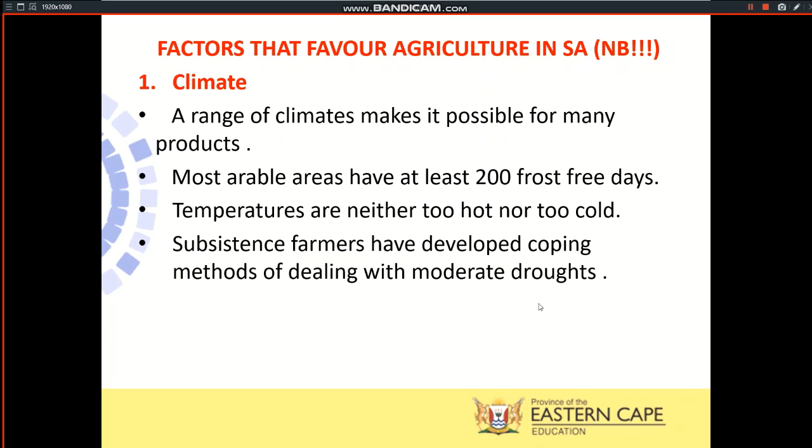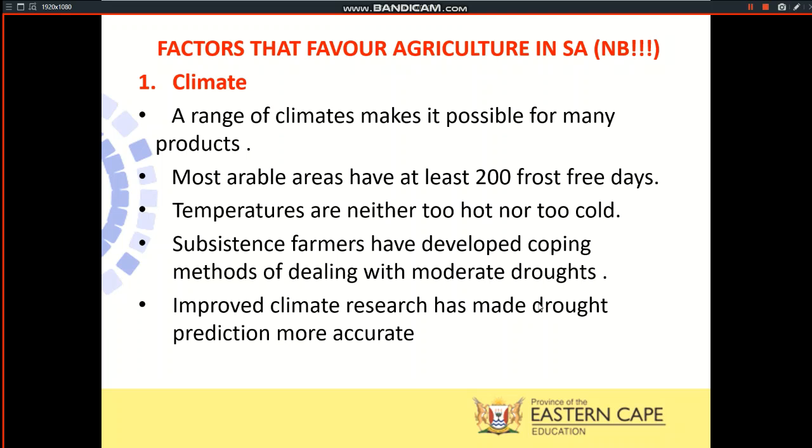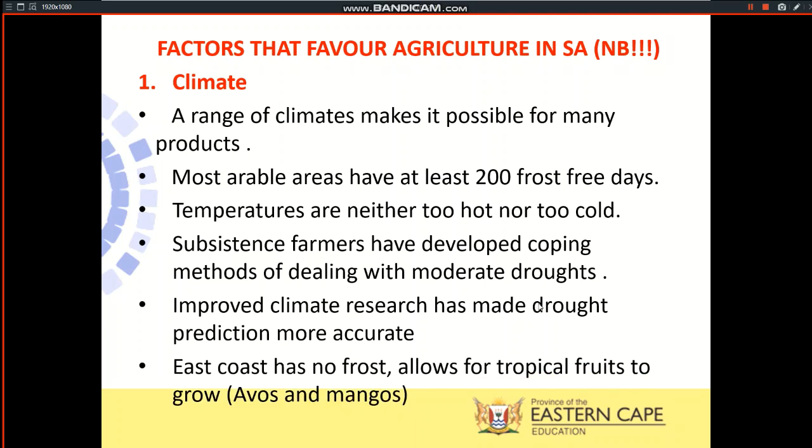Subsistence farmers have developed coping methods of dealing with moderate droughts. Improved climate research has made drought prediction more accurate. So when we look at the factors favoring agriculture, we started off with the first one, climate. And under climate, these were the factors.